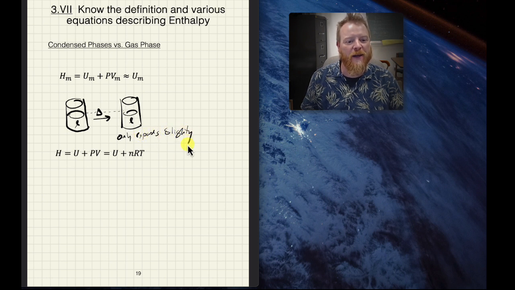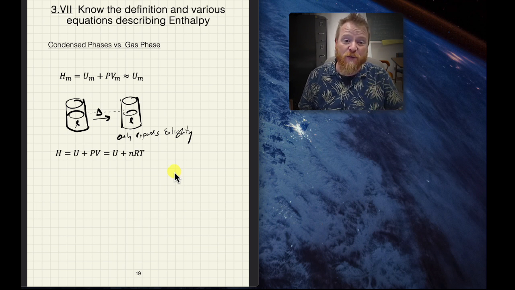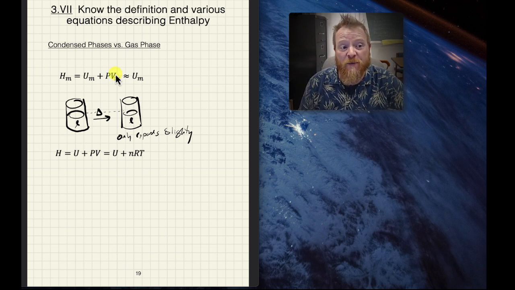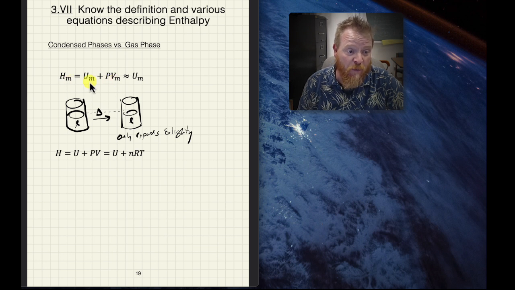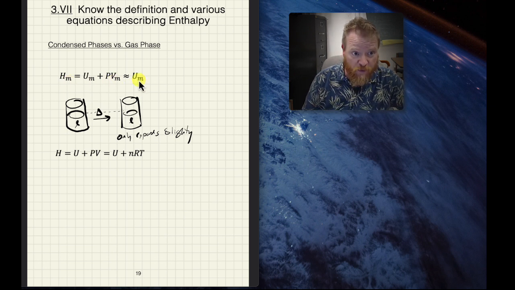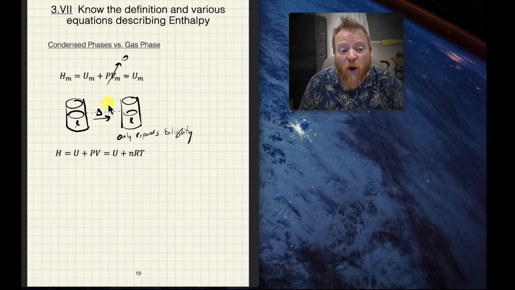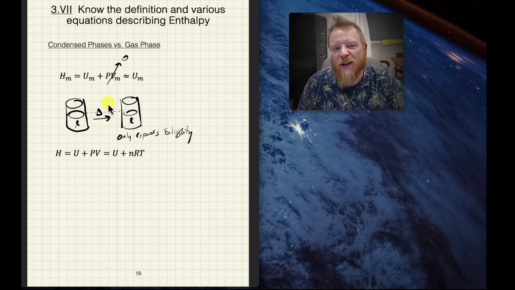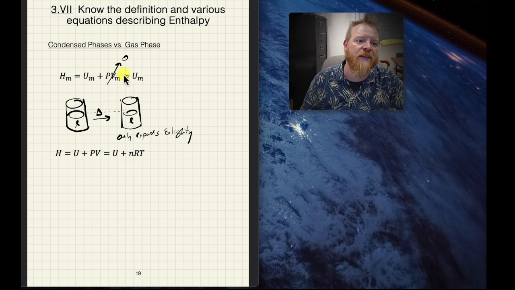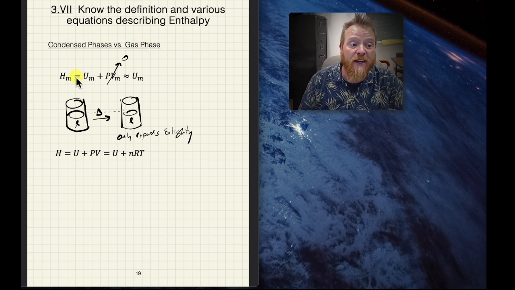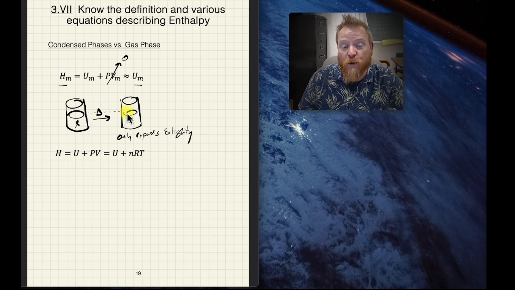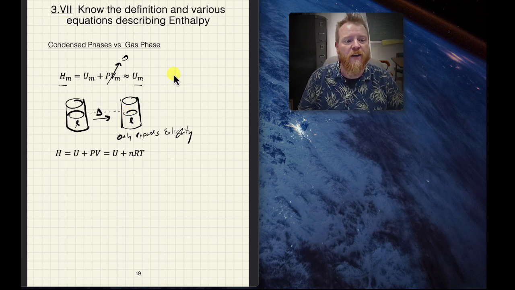slightly. Okay? So what that means for condensed phases is that this quantity PV, and notice that I've now indicated it with respect to the per mole unit, so that's what the m is for, will basically drop out to 0 because we expect our solids and liquids only expand ever so slightly. So what that means for condensed phases is the enthalpy is very closely related to the internal energy. They're almost identical. So that's condensed phase, so liquid or solid.